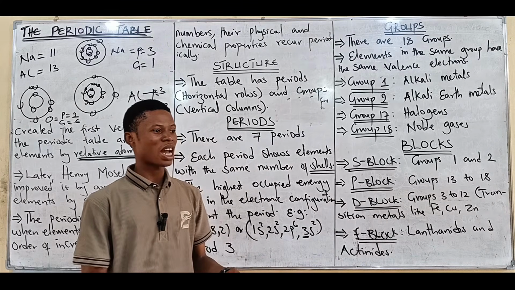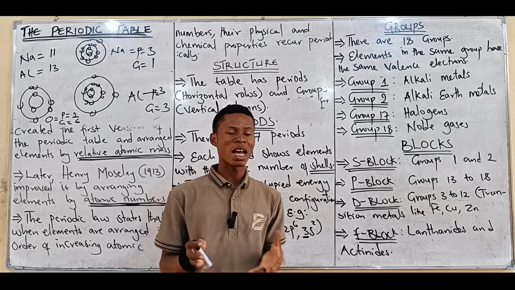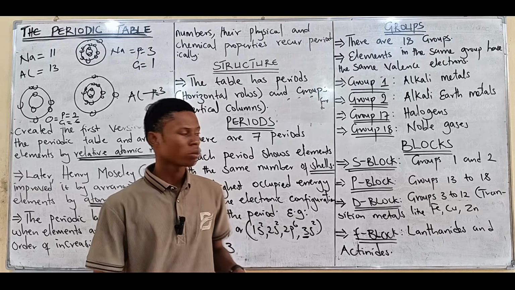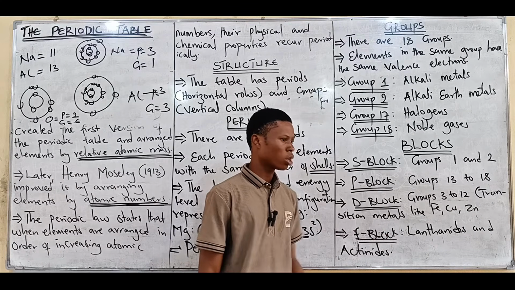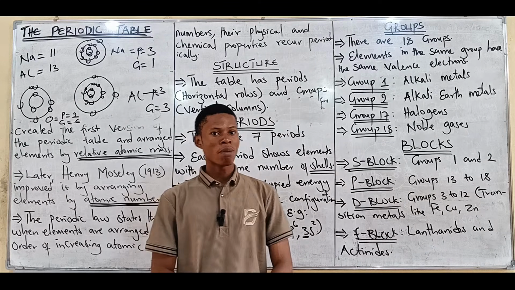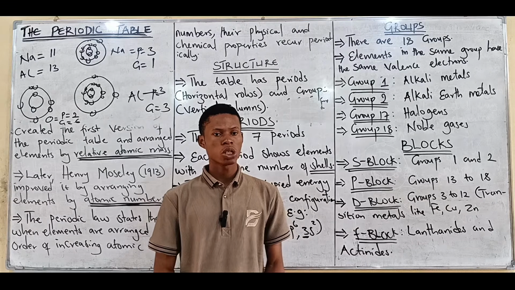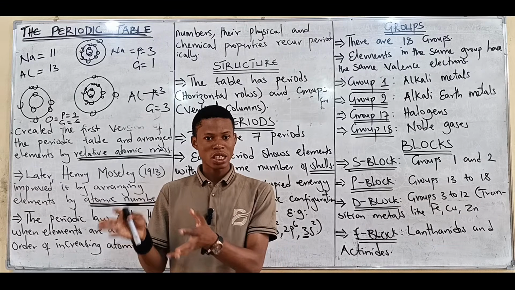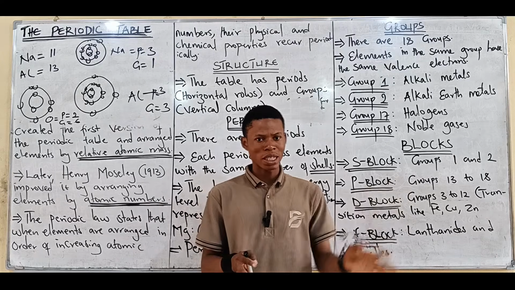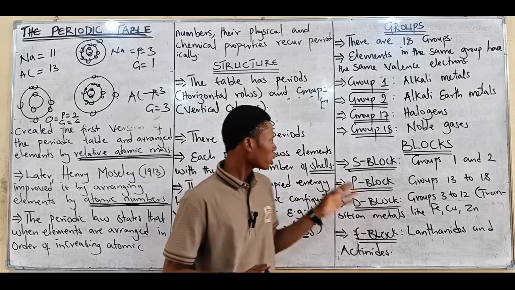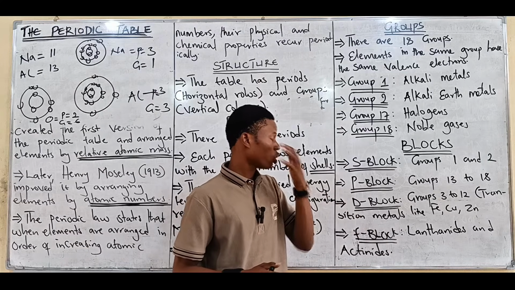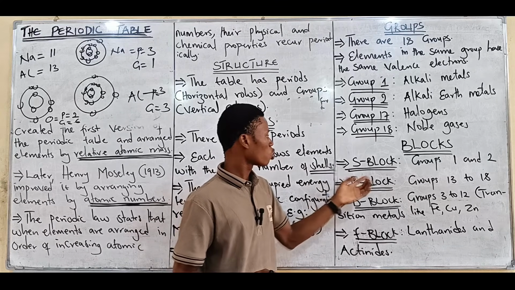Now elements are arranged in blocks based on their electronic configuration. Now we have the S block, the P block, D block, and F block. In the last video, I talked about subshells. We look at the shells K, L, M, N, like that, and we look at subshells S, P, D, F. Now, based on the electronic configuration, we can group elements into blocks.